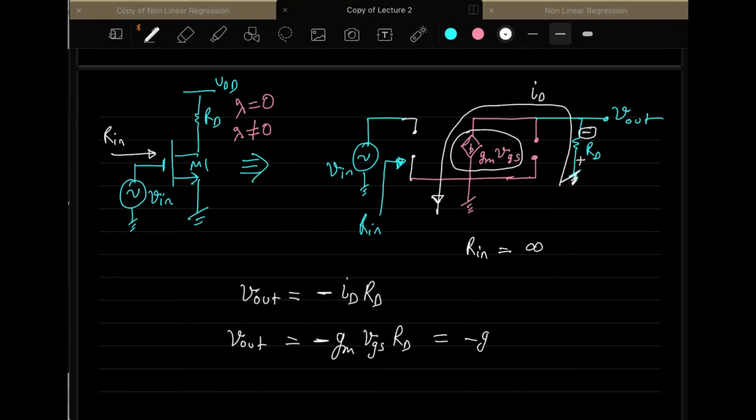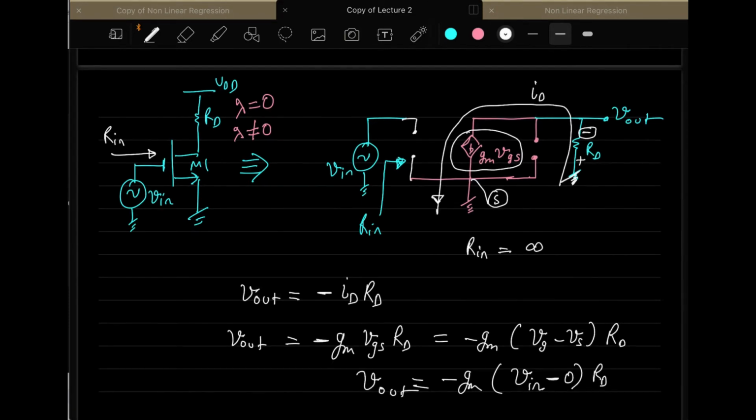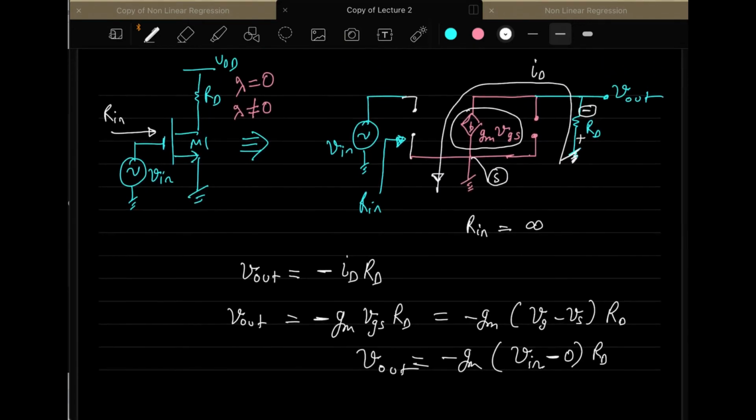And what is the value of VGS? Value of VGS is VG minus VS. The value of VG is V in. What is the value of source? Source is grounded, so it is 0. So you have RD here. This is your V out. So what is the value of V out by V in? The value of V out by V in is minus GM RD.